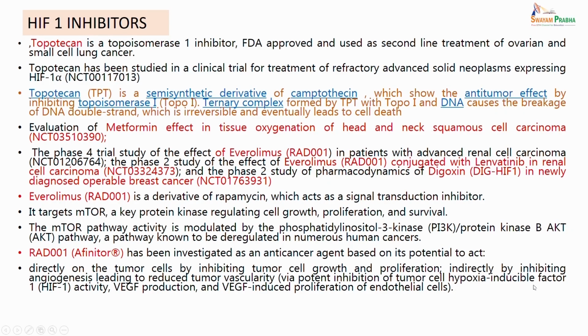repression of the hypoxia inducible factor. That is, it represses the activity of HIF1 and the VEGF production and VEGF induced proliferation of the endothelial cells. So it is able to act directly this way. That way the RAD-001 has shown extensive promise.